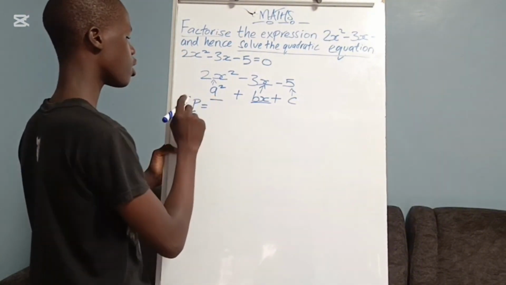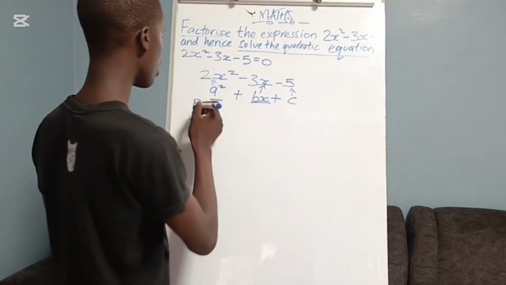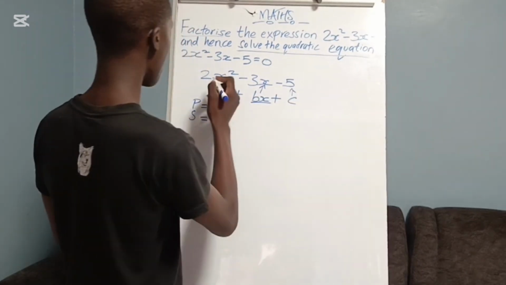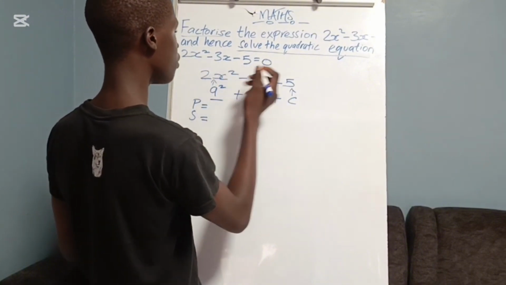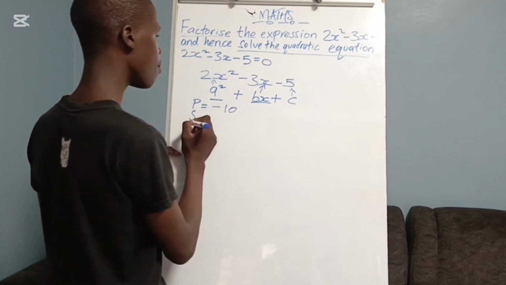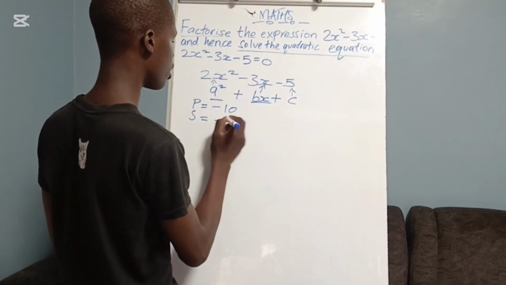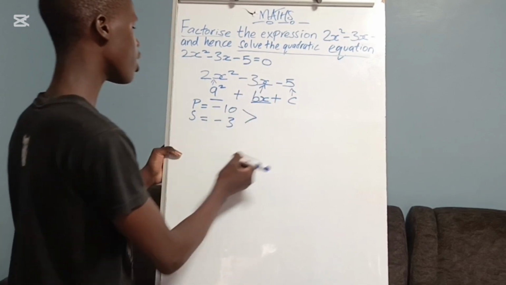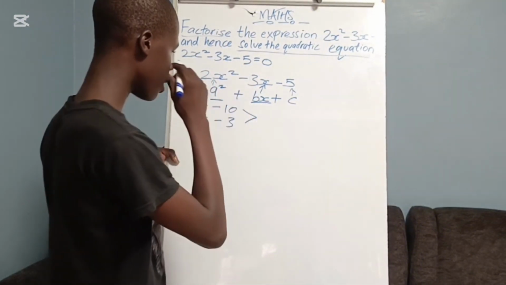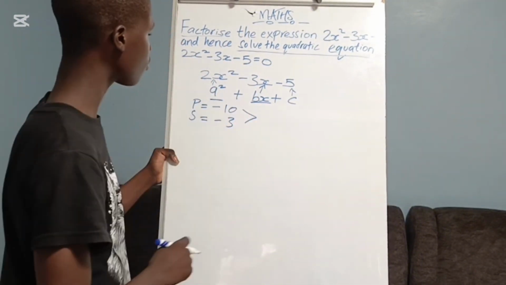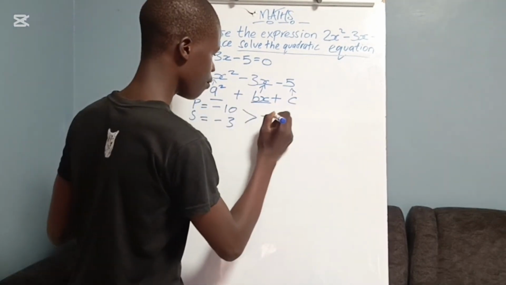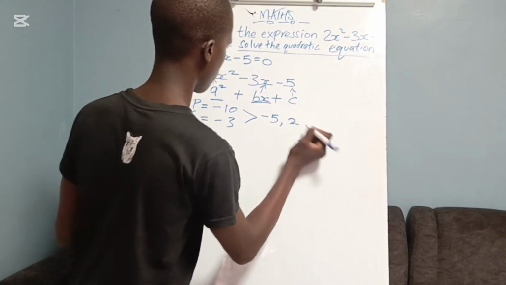So how can we find this product? Product is the multiplication of a times c, whereby 2 times negative 5 will give us negative 10. And the sum is the b, which is negative 3. So what numbers, when we multiply, will give us negative 10, and when we add will give us negative 3? It will be negative 5 and 2.